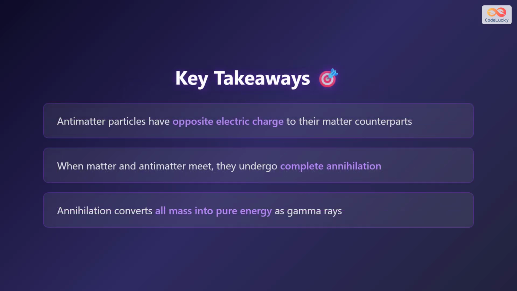Let's review the essential concepts about antimatter. First, antimatter particles have opposite electric charge compared to their matter counterparts, like positrons being positive while electrons are negative. Second, when matter and antimatter meet, they undergo complete annihilation, with both particles being entirely destroyed. Third, this annihilation converts all mass into pure energy in the form of gamma rays, following Einstein's mass-energy equivalence principle. Understanding antimatter helps us grasp the fundamental symmetries of nature and the incredible processes that govern our universe.